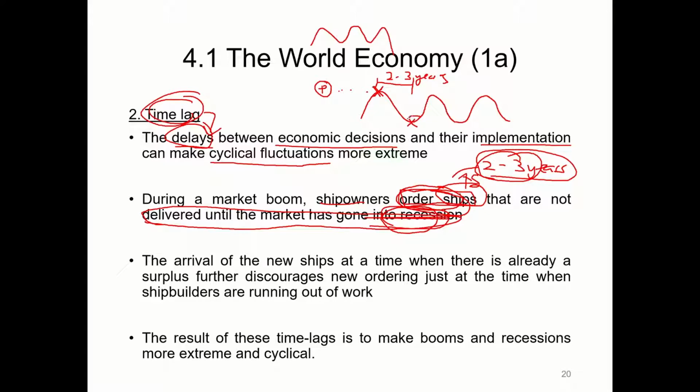During a bad economy, the prices are already very low. And with the new delivery of ships, what happens to your supply? It becomes more, because now there are more ships in the market, so the prices will drop further. So it will cause the price to go down even more. Therefore we say that time lags make booms and recessions, in this example the recession, even more extreme and cyclical.